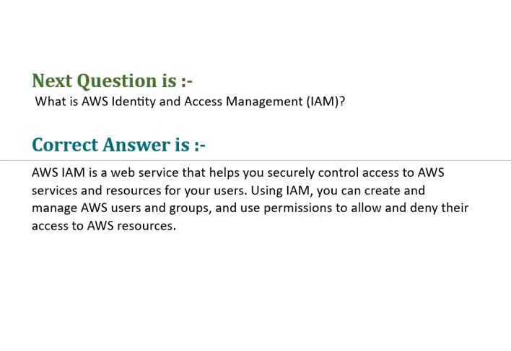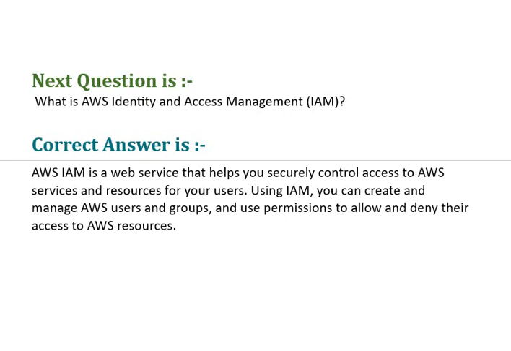Next question is, what is AWS Identity and Access Management, IAM? Answer should be, AWS IAM is a web service that helps you securely control access to AWS services and resources for your users. Using IAM, you can create and manage AWS users and groups and use permissions to allow and deny their access to AWS resources.